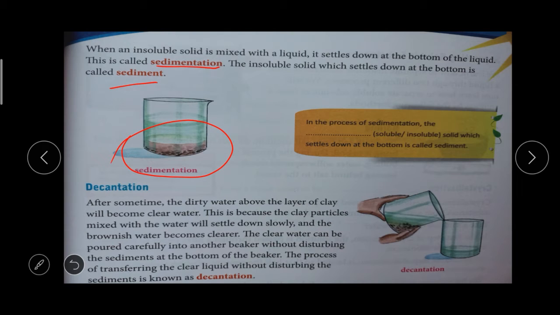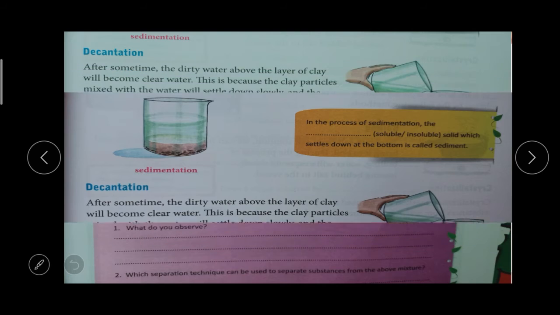For example, here they have given a mixture of sand and clay mixed in water, kept for 10 minutes. After 10 minutes, you notice that the sand settles down and the clay is above it, because the sand is heavier than the clay. The clean water will be at the top. That process is called sedimentation, and the sand particles that settled down are called sediment.